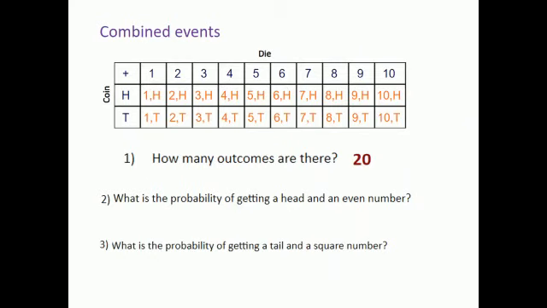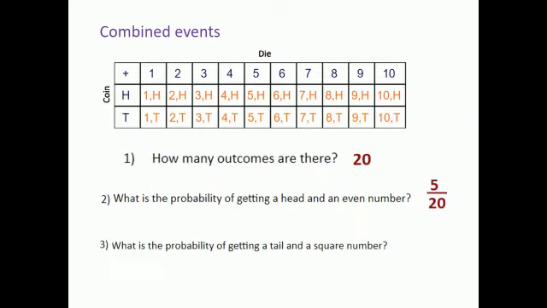Then only look at the head part, then even number. Even number means, as we all know, 2, 4, 6, 8, 10. Then head and even number came together in which boxes? Count it now. 1, 2, 3, 4, 5. Head and even comes in 5 boxes. So you will get 5 by 20.